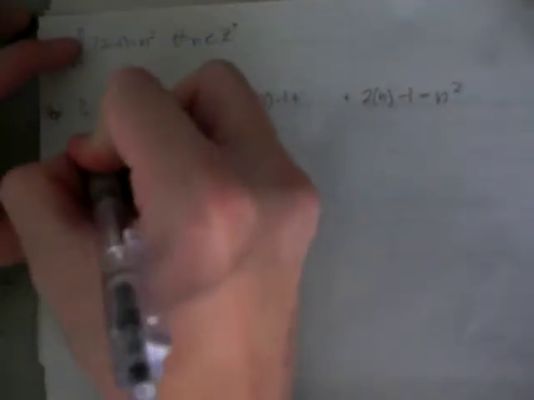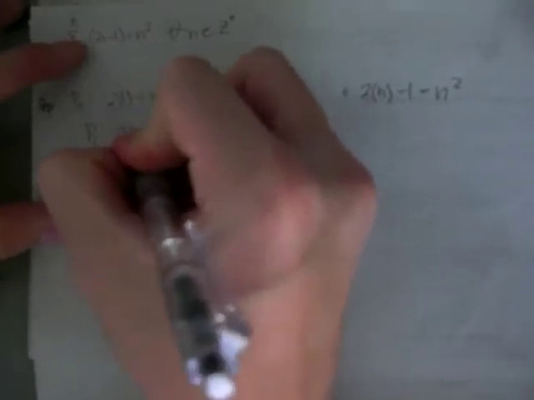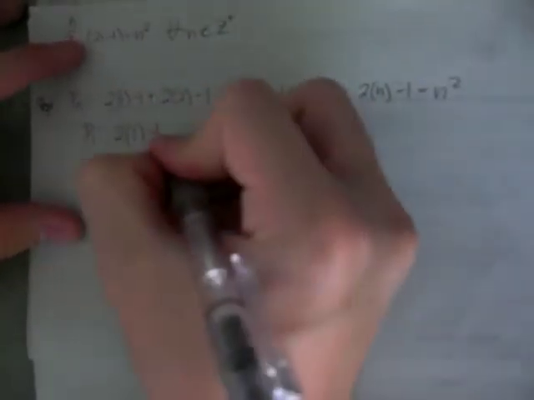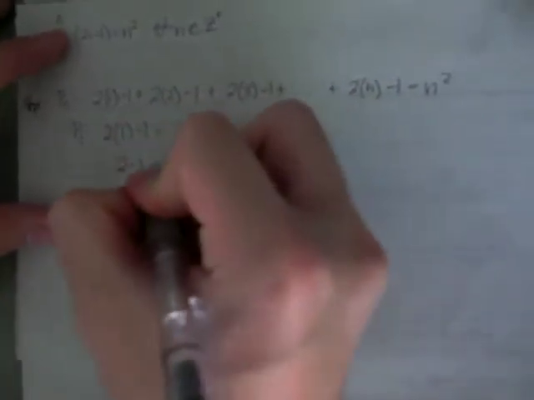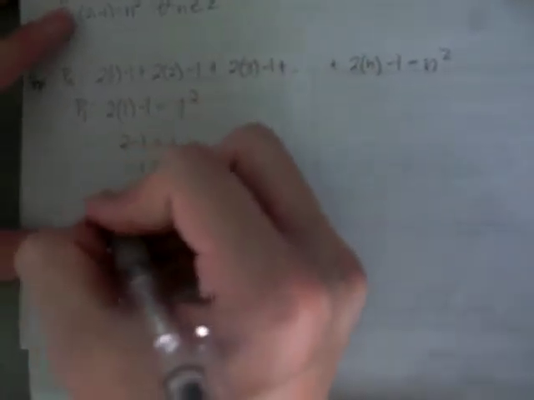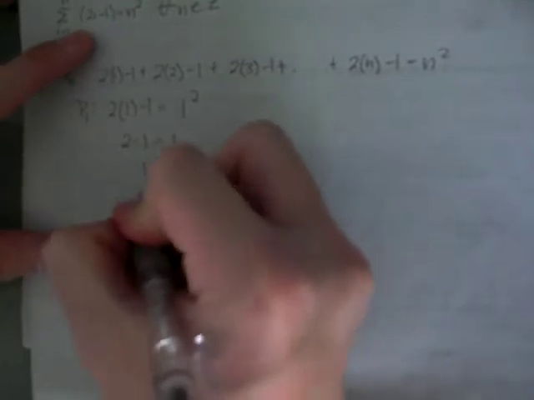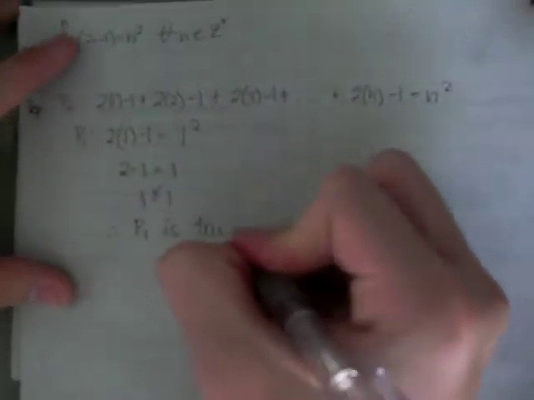So what we do first is we show that it works for one number. So we substitute n with 1. Proposition 1 is 2 times 1 minus 1 equals 1 squared. We get 2 minus 1 equals 1, and 1 equals 1. So we can say that P1 is true.